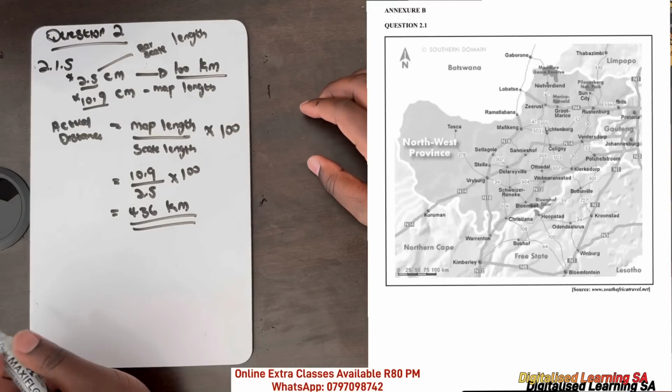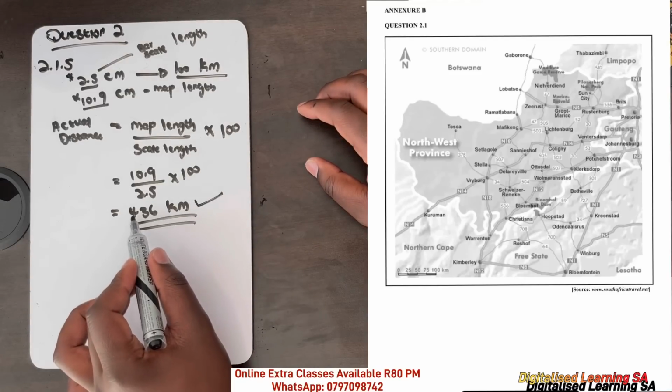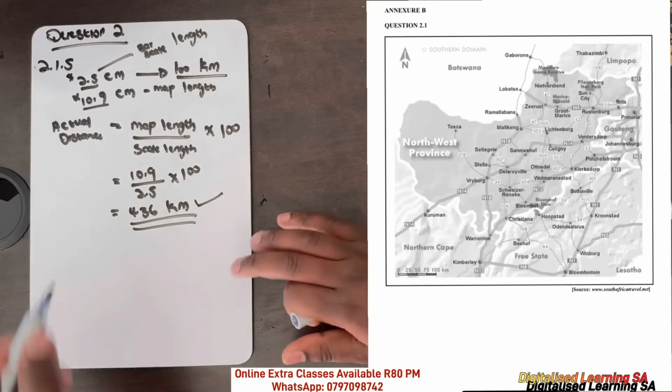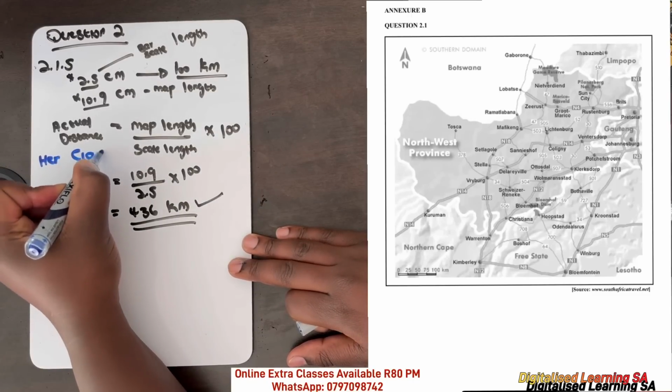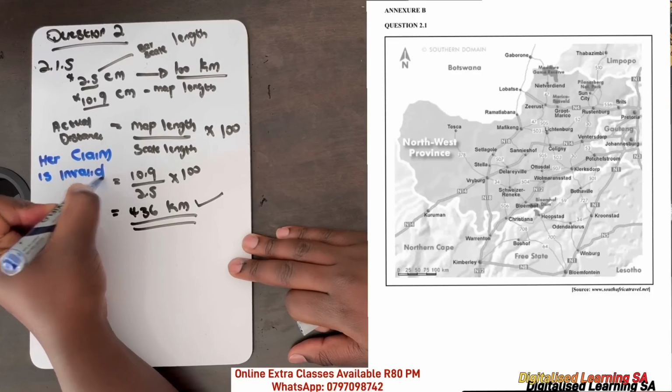So this is the total distance from Vryburg to Pretoria. The question says to verify that Puseletso claimed the actual distance she will cover when traveling from Vryburg to Pretoria will be more than 450 kilometers, and the total distance will only be 436 kilometers. So we can say her claim is invalid.